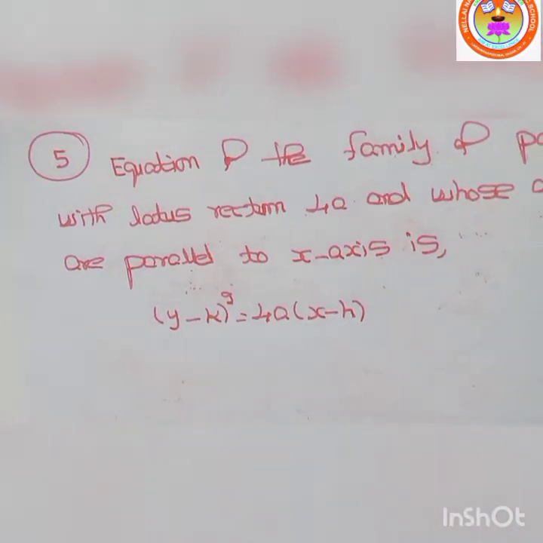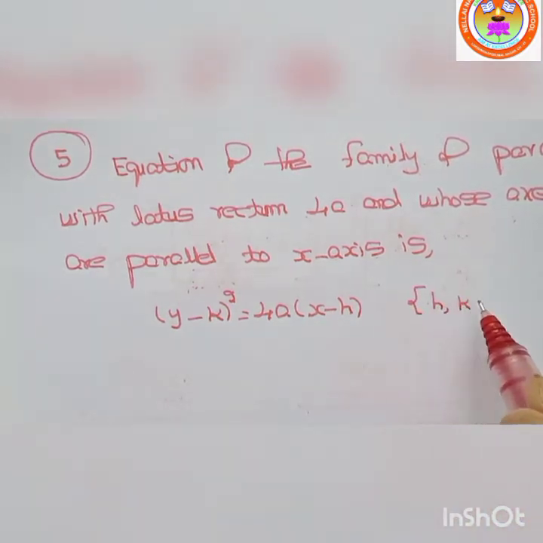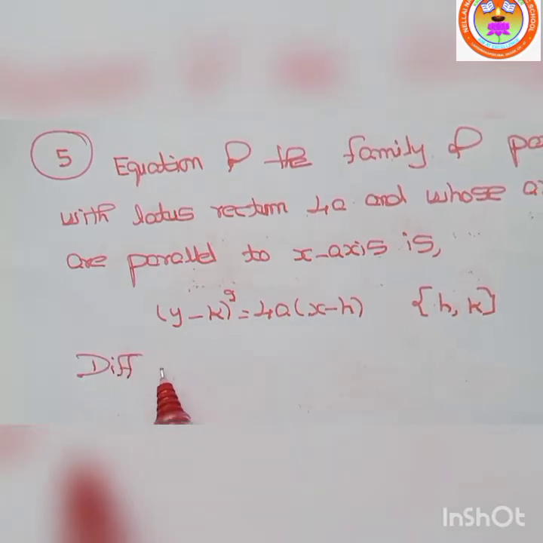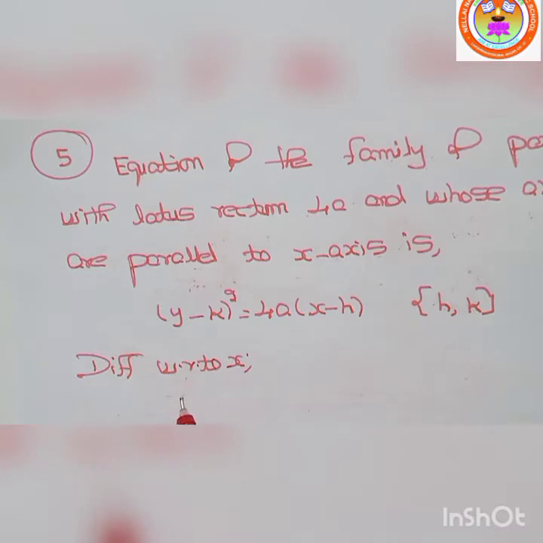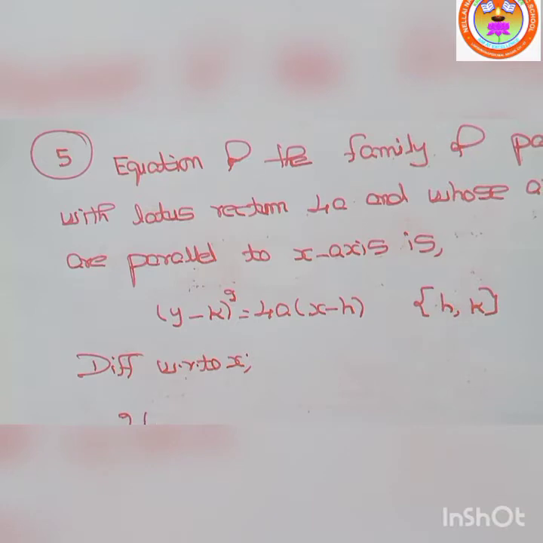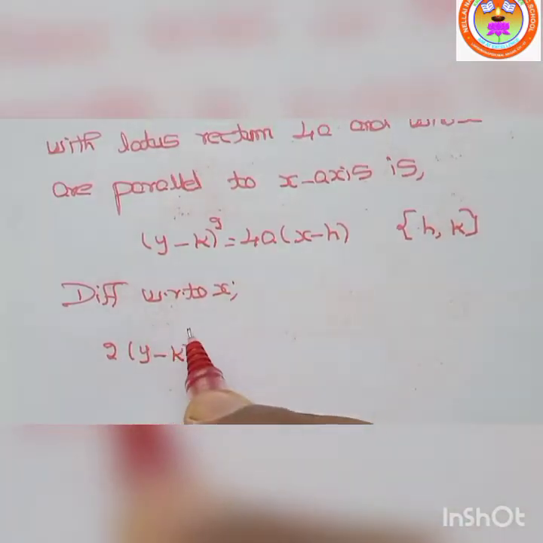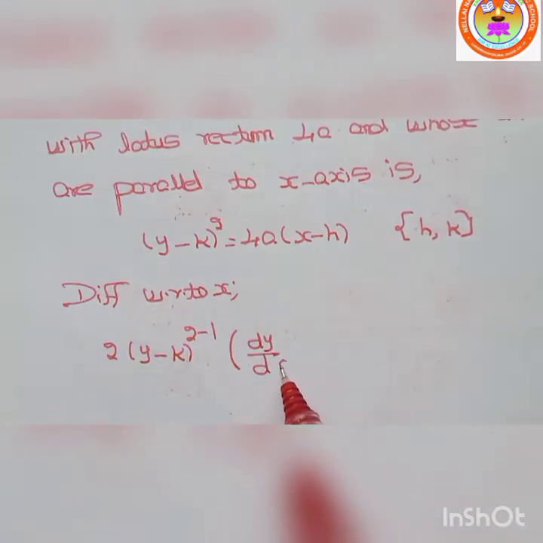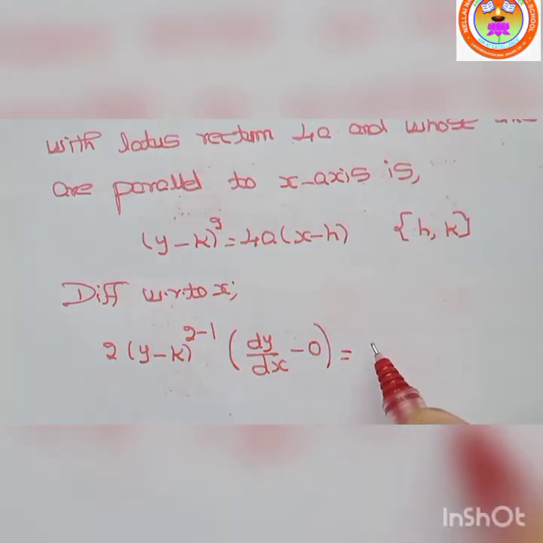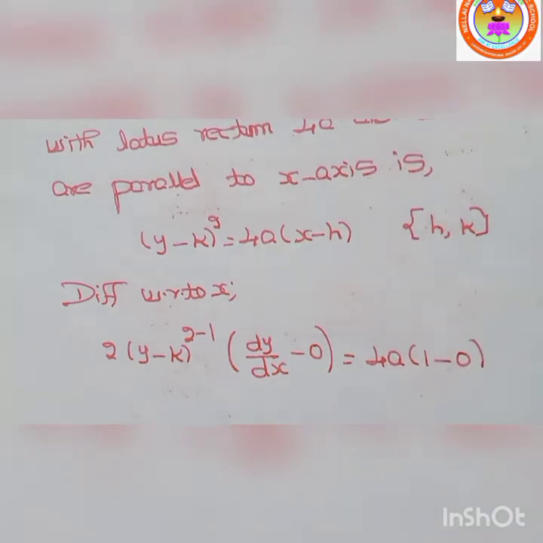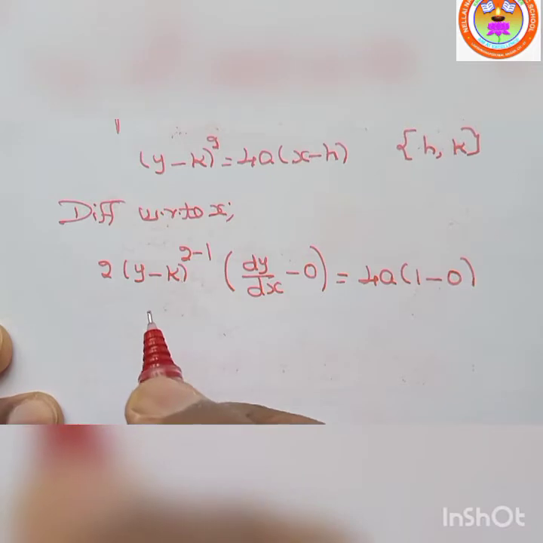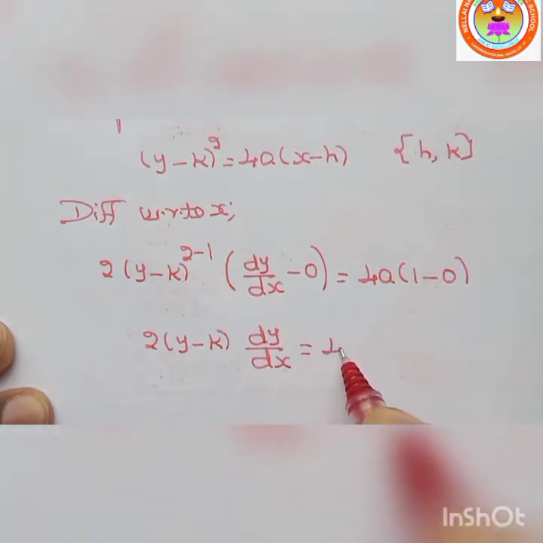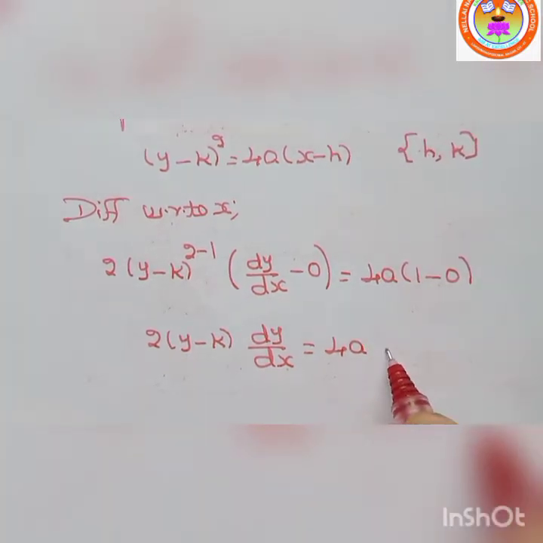What are the constants given? h comma k. So h comma k are arbitrary constants. Two constants are given, so differentiate two times. Differentiating with respect to x: x power n, the derivative is n x power n minus 1. Inside the bracket, differentiating y gives dy by dx, k gives 0, equal to 4a into the derivative of x, which is 1, and the constant gives 0. Now 2 into y minus k into dy by dx equal to 4a. So this is taken as equation number 1.